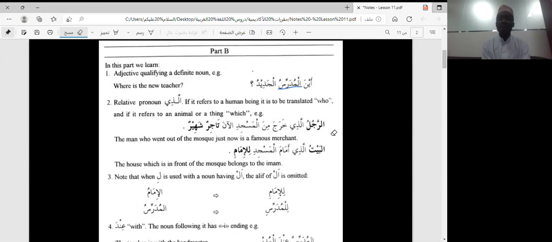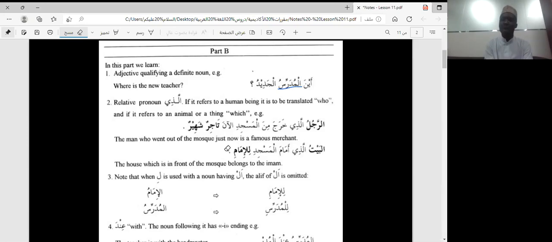Tajirun shahirun is a famous merchant. It is a famous trader. Ar-rajulu alladhi kharaja min al-masjid al-an tajirun shahir. Because that alladhi here is referring to a human being, so we have to translate it to what? Who. But when it is referring to an animal or a thing, it would be translated to which.